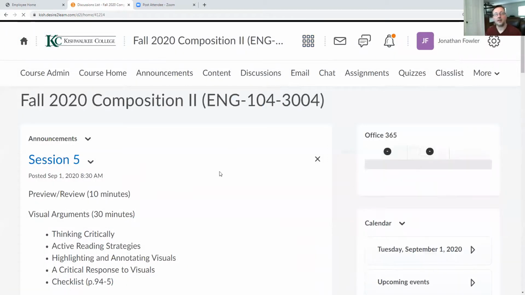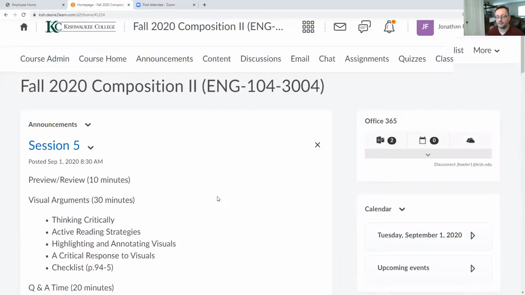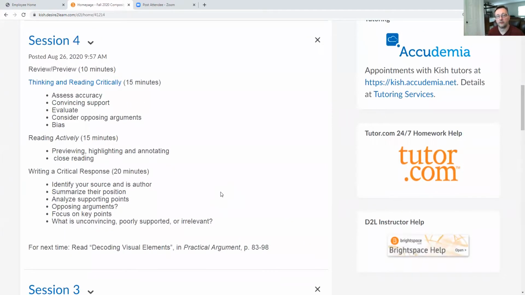Okay, let's review a little bit. Last week during sessions 3 and 4, we talked a little bit about thinking and reading critically. Specifically, we suggested that when you construct any kind of critical response, you begin very generally by assessing the accuracy of your author. Most basic academic arguments ask you to take up a position that a writer has already written about in order to either agree with or disagree with their perspective.